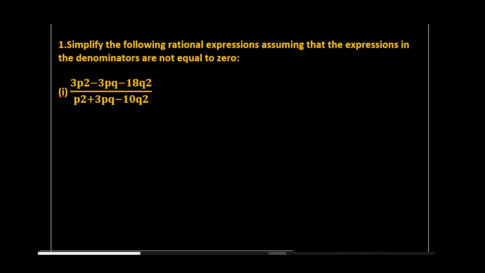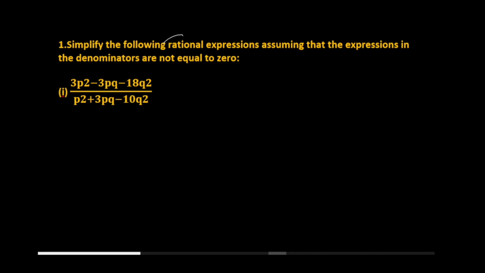First question, simplify the following rational expressions assuming that the expressions in the denominator are not equal to 0. Here we are given a rational expression, which is nothing but p of x divided by q of x. One polynomial is in the numerator, another polynomial is in the denominator. Here q of x is not equal to 0. So that is the rational expression explanation.